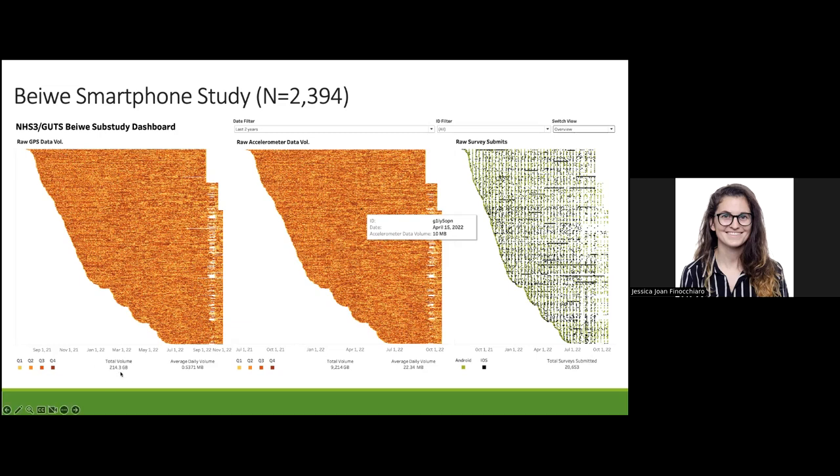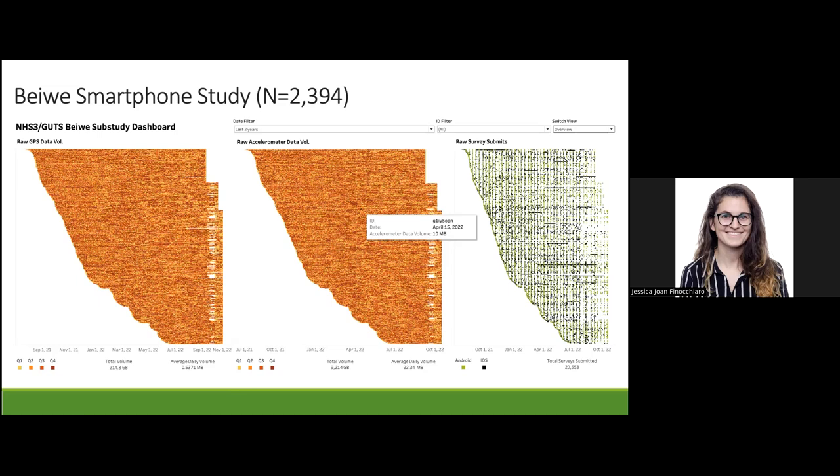And you can see down here also data volume. So, you know, 200 gigabytes of GPS data, nine terabytes of accelerometry data. So we had lots and lots of data to sort through. What causes variation in daily data volumes?